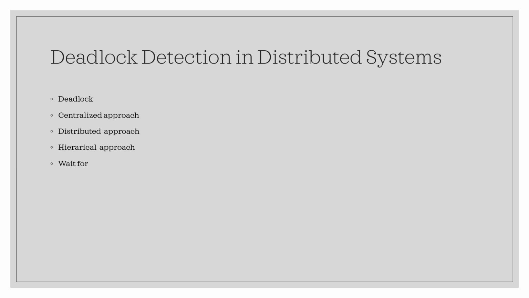The third one is the hierarchical approach. This approach is the most advantageous because it is a combination of both centralized and distributed approaches of deadlock detection in the distributed system. In this approach, some selected nodes or a cluster of nodes are responsible for deadlock detection. Instead of having only one node, we have a cluster of nodes. They are able to detect the deadlock, and these selected nodes are normally controlled by a single node.